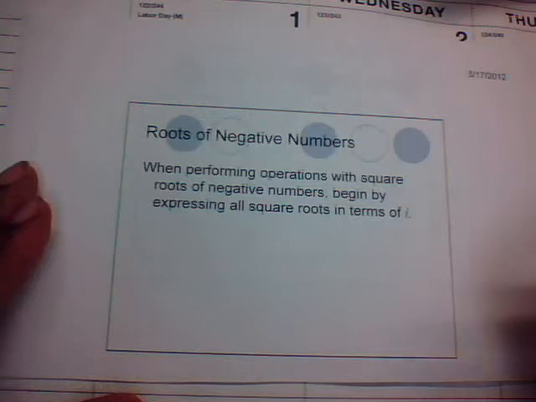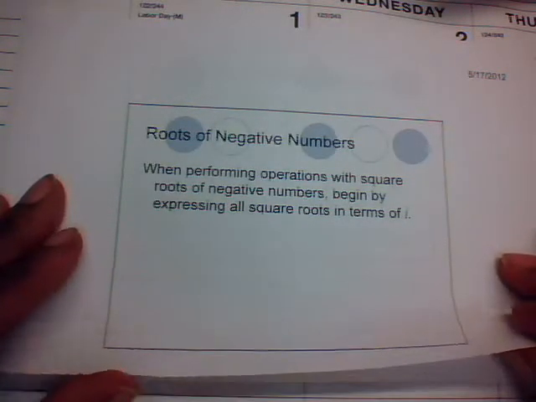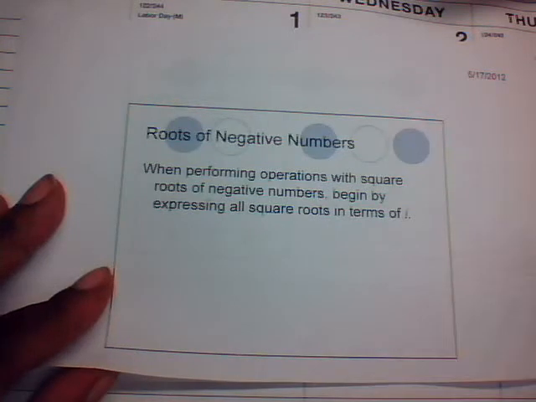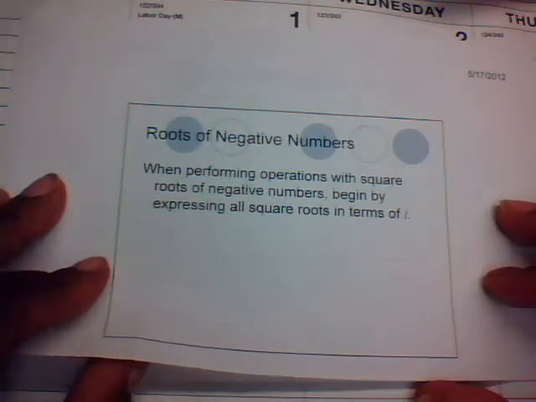And when we perform operations with square roots of negative numbers, we begin by expressing all square roots in terms of I. So the first thing you do, if you have negative numbers underneath the radical, is express those in terms of I first, and then you take the square root of that particular number.